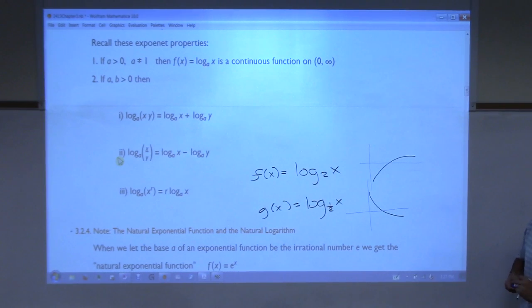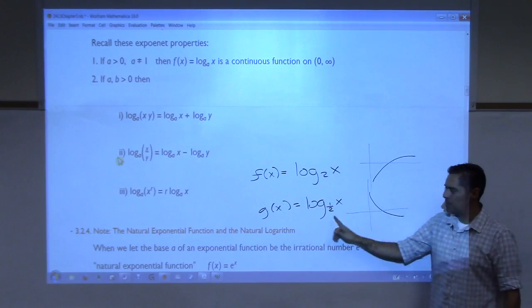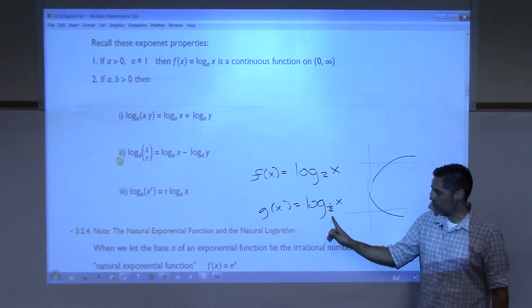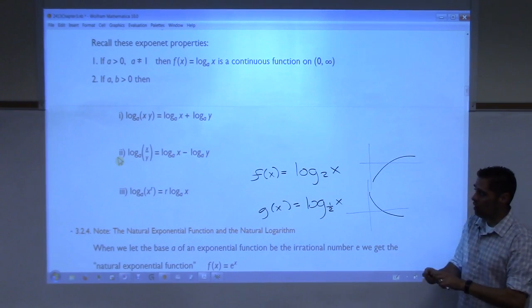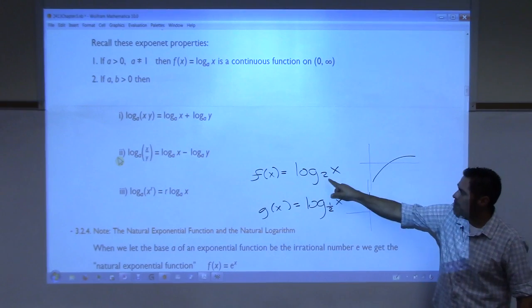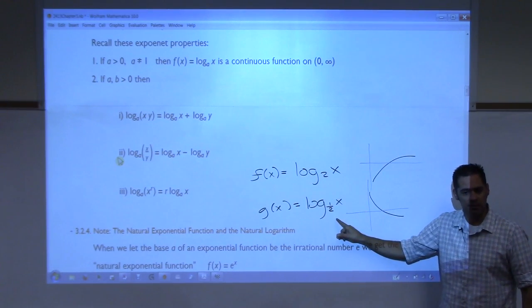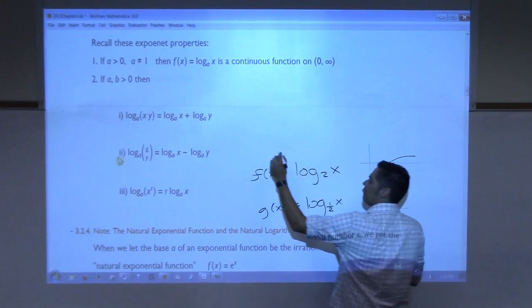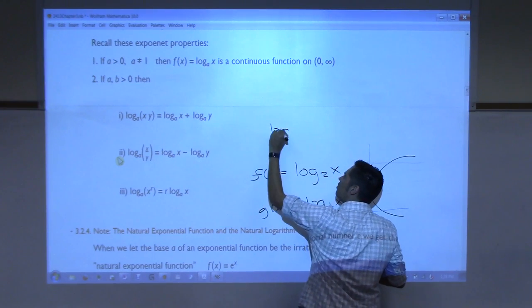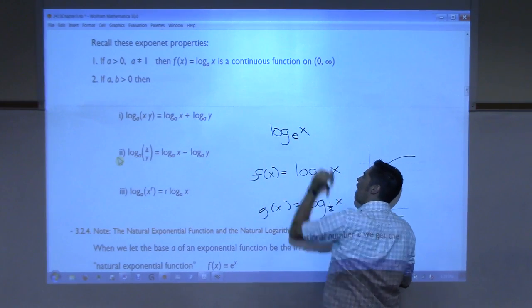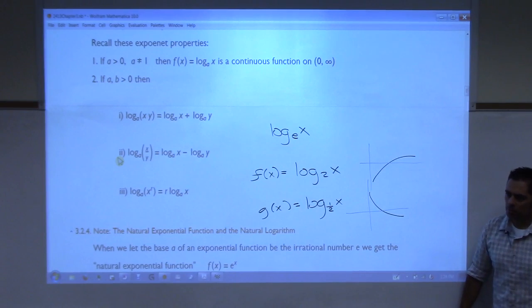Okay, that's what those would look like. This one goes like this because that's smaller than 1. But the very special log is the one where the base is e. And we do not write it like that. No, we write it ln.